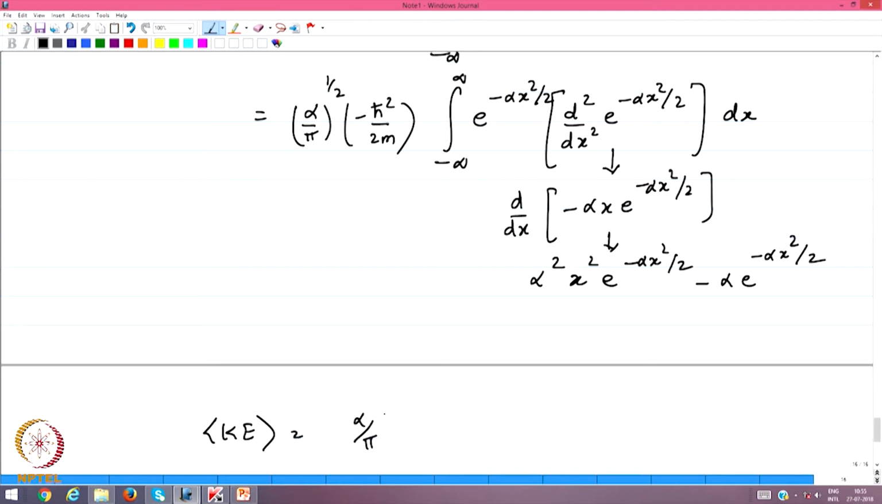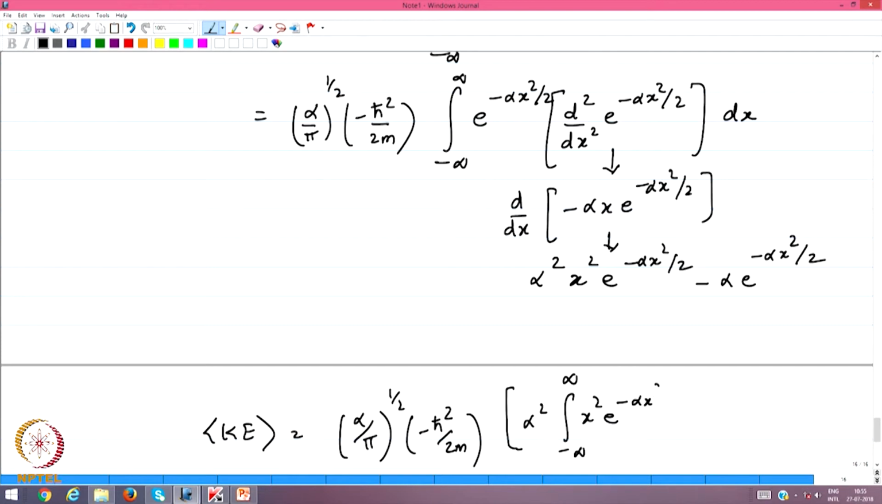(α/π)^(1/2) times -ħ^2/2m, and then you have two integrals to calculate, namely α^2 times the integral from minus infinity to plus infinity of x^2 e^(-αx^2) dx, and then you have another one, minus the integral from minus infinity to plus infinity of α e^(-αx^2) dx. Okay.